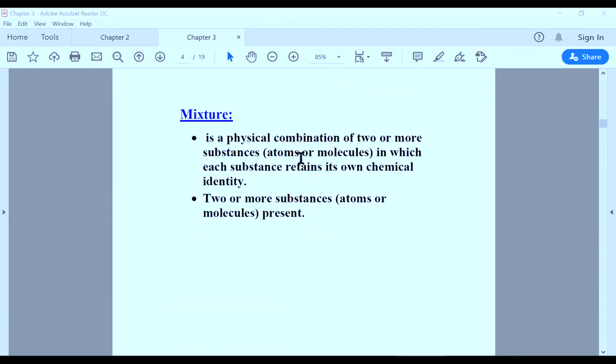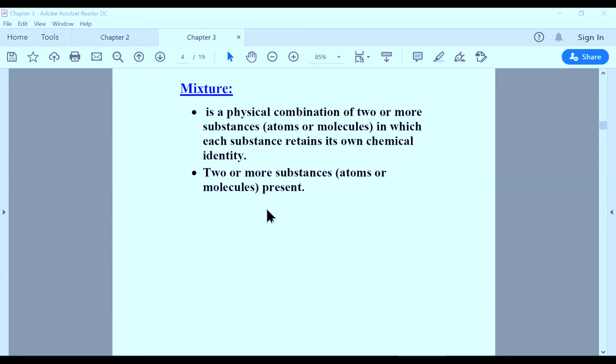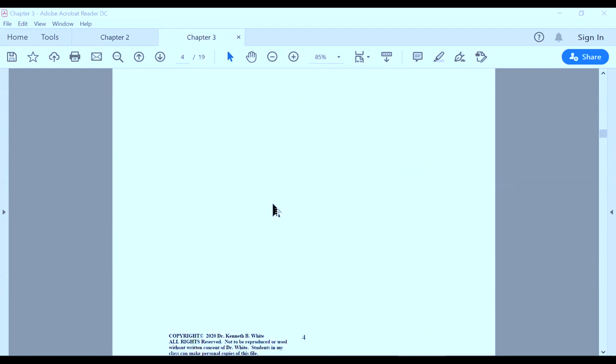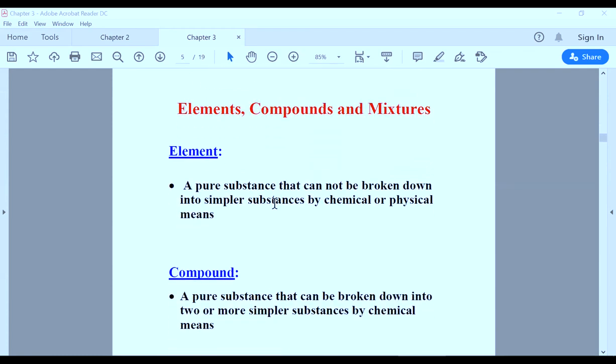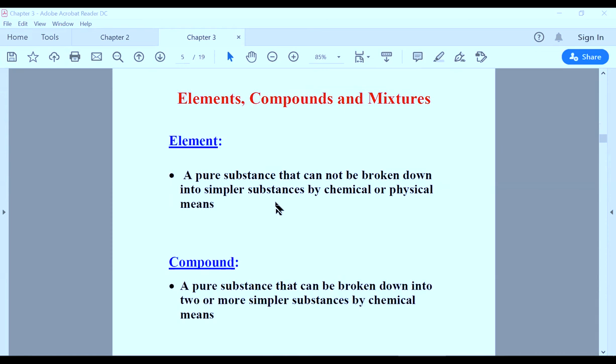A mixture is when you have two things combined, but they each retain their chemical identity, meaning two or more substances, atoms or molecules. If I were to take salt and mix it into water, or sugar mixed into water, the sugar doesn't change, the water doesn't change. I'll never ask you what is a mixture. Again, I'm going through it a little quicker than I normally would, but you can go to the YouTube and see me do this at normal speed.